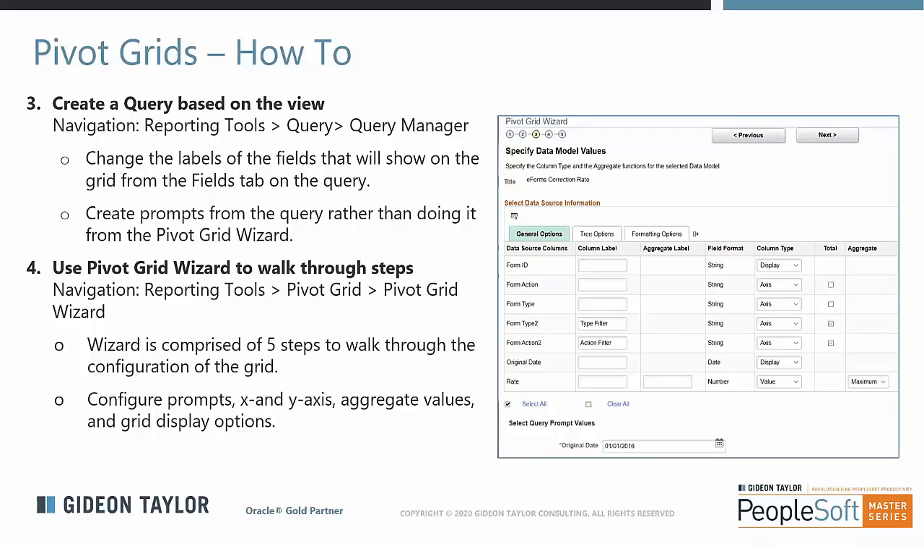Step 4 is using PeopleSoft's Pivot Grid Wizard to walk you through the configuration. The wizard has 5 steps, walks you through creating the pivot grid, starting with naming it and defining where they can get the information or the data. In this case, it came from a query. Then we assign the prompts, give it an X and Y axis, decide if we want any aggregate values on it, and then you can walk through some display options on the grid as well.